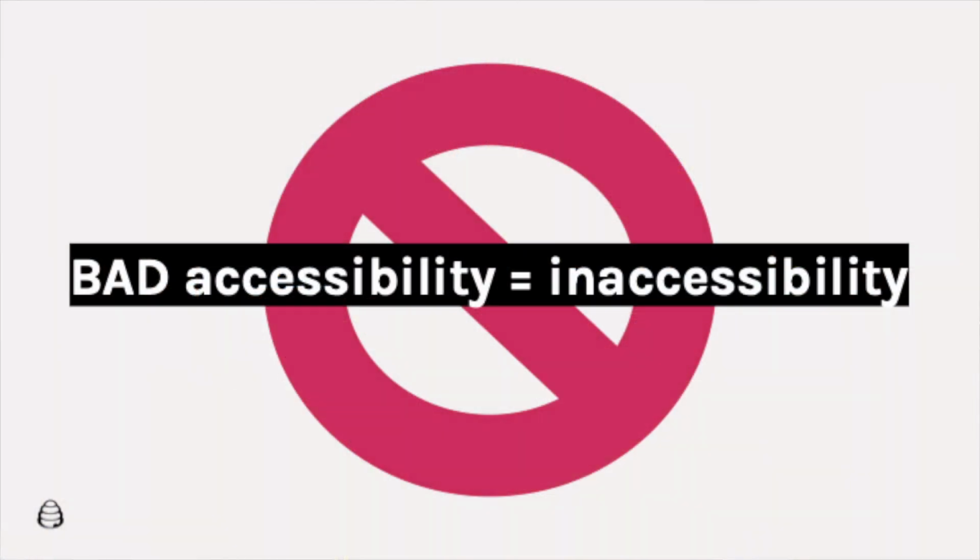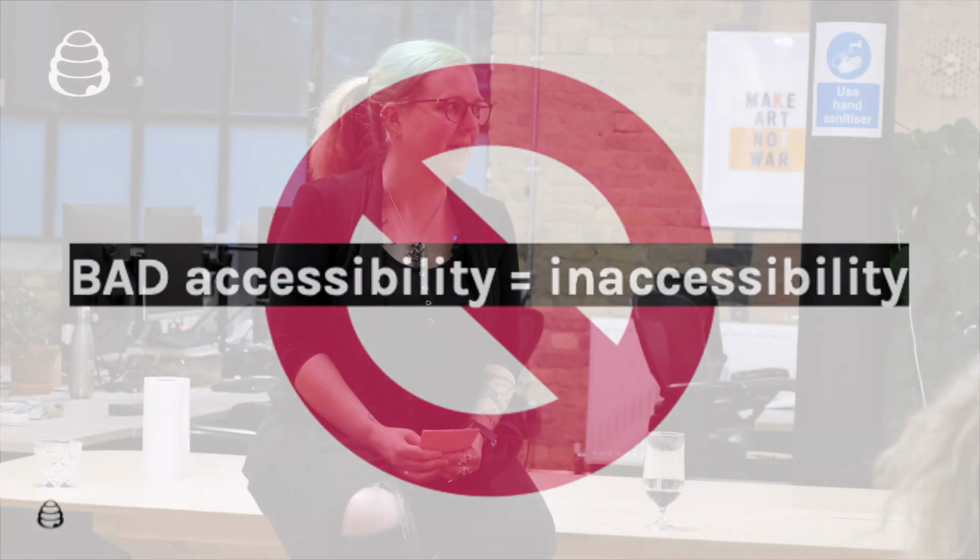We'll talk about user experience and accessibility. So the first thing that I would like to say today is that there is no such thing as bad accessibility. There's only inaccessibility. When we make something that is not catering for somebody's accessibility needs, for them it becomes inaccessible. It doesn't become just a bad user experience or just difficult to use.